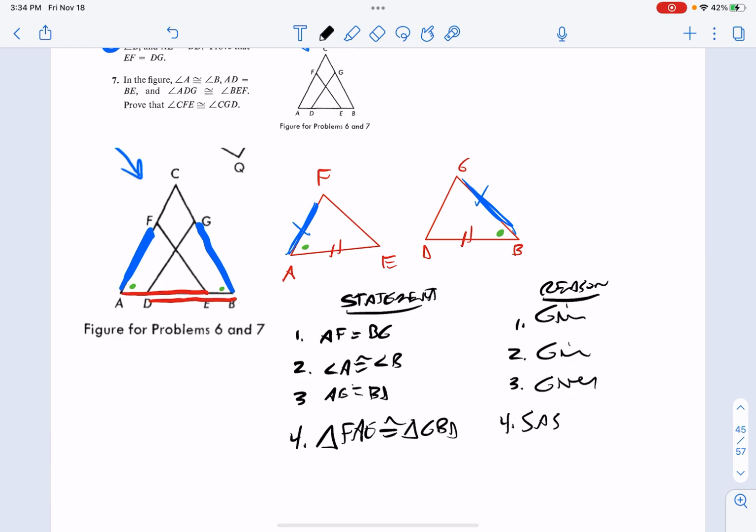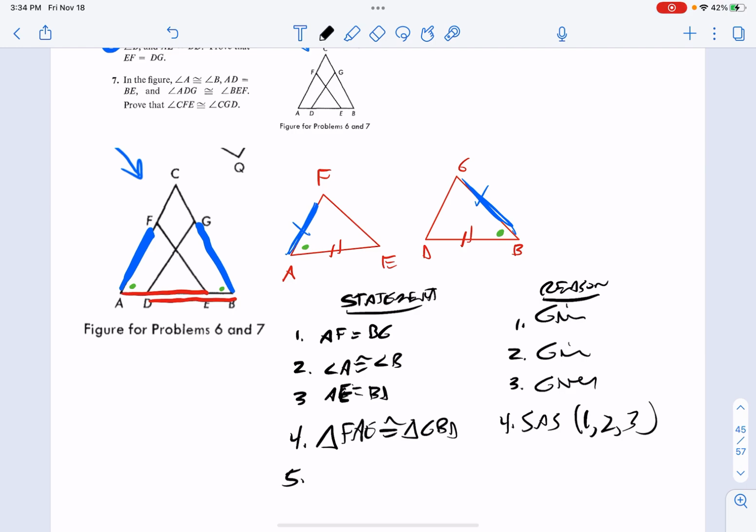And let me be careful about finding the congruence statements for my reference numbers. Where did I say that this blue segment is congruent to this blue segment? Step 1. Where did I say that this angle is congruent to this angle? Step 2. And where did I say that AE is matching DB? That is in step 3. I wrote it kind of sloppy here. This is an E.